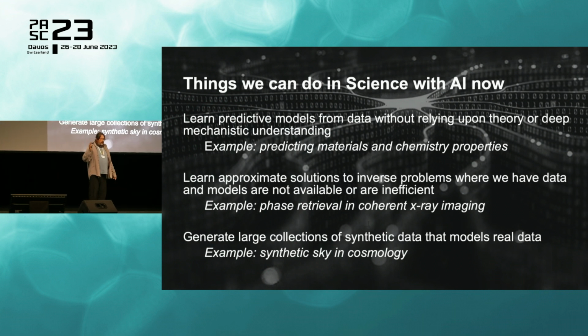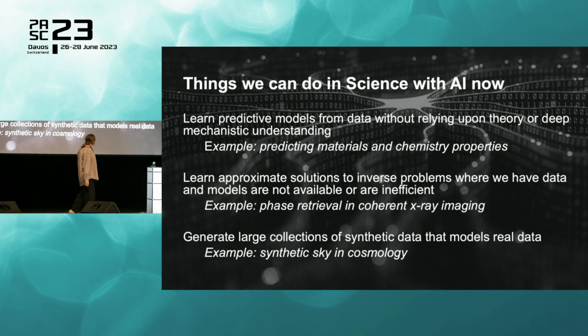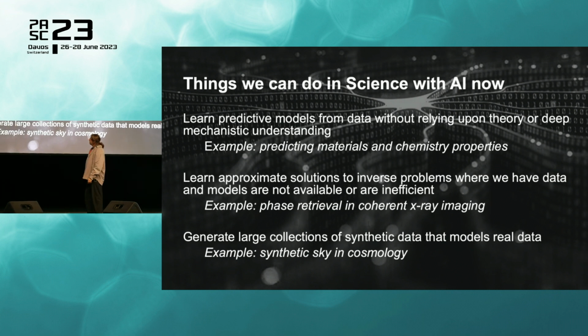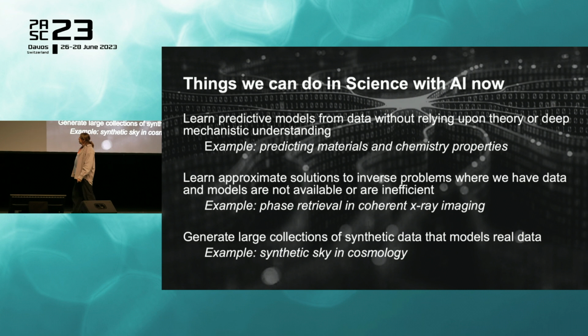And at that time, we would use a slide like this. I actually used this slide several times during that time and say, look, what can we do right now? Well, we can build models that can predict properties of things without theoretical understanding or deep mechanistic models. We can just train from data, like materials and chemistry properties in particular.